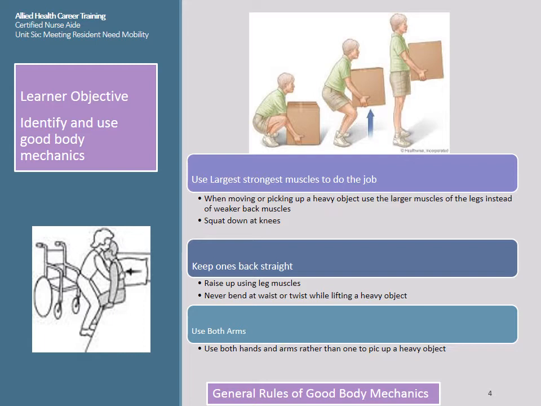Now let's talk about good body mechanics. You should always use the larger, stronger muscles to do the job. When moving or picking up a heavy object, use the large muscles of the legs instead of the weak back muscles. Always squat down at the knees. Keep your back straight. Raise up using the leg muscles. Never bend at the waist or twist while lifting a heavy object. Use both hands and arms rather than one to pick up a heavy object.